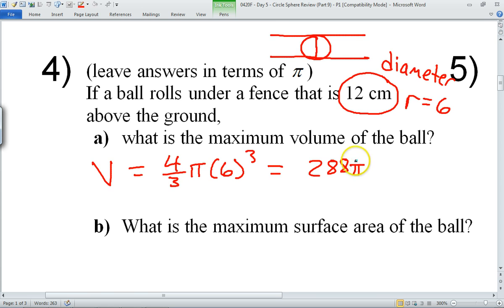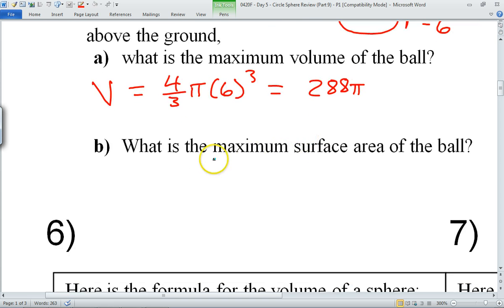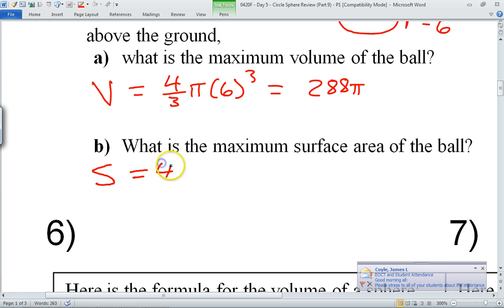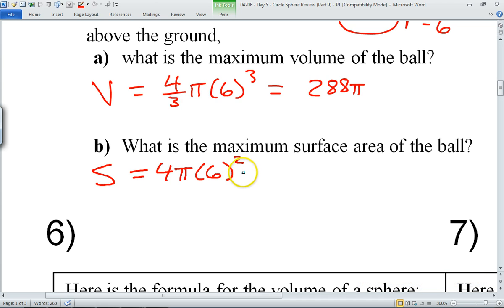288 pi. Just verify that that's what you get. And finally, the surface area. Again, it's just a formula: 4 pi r squared. 4 pi times 6 squared. Did anybody already do it? That should come out to be 144 pi. All right. We'll have to stop it there.